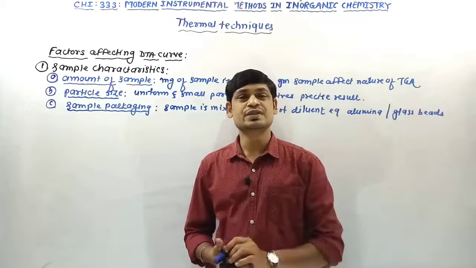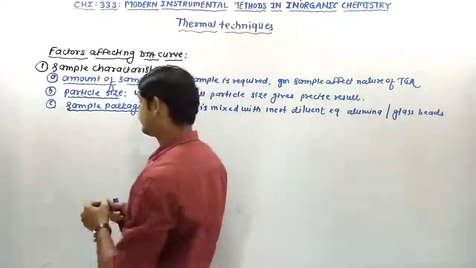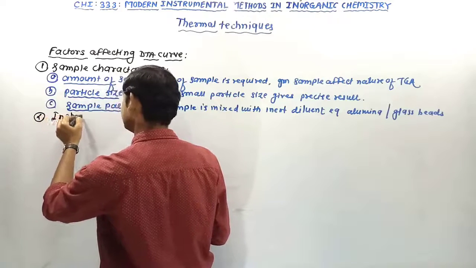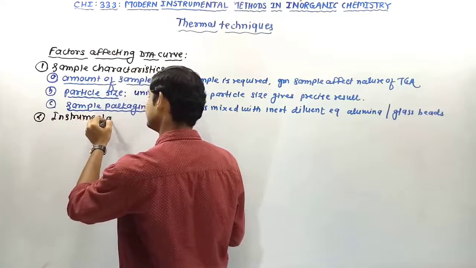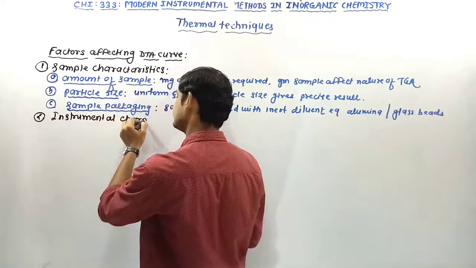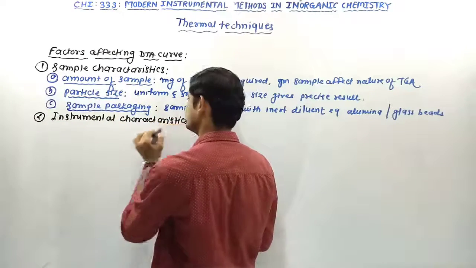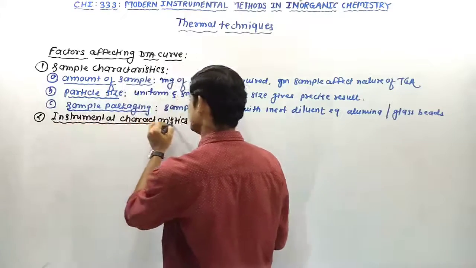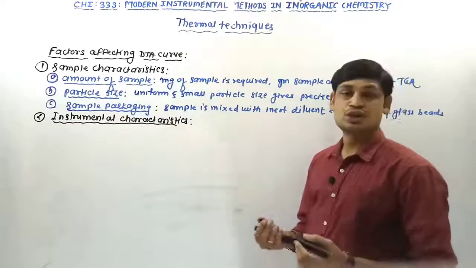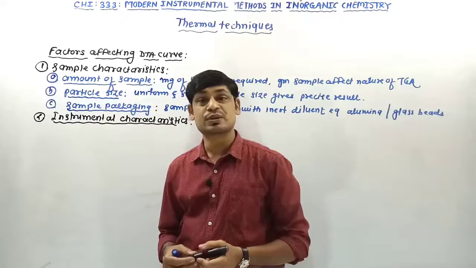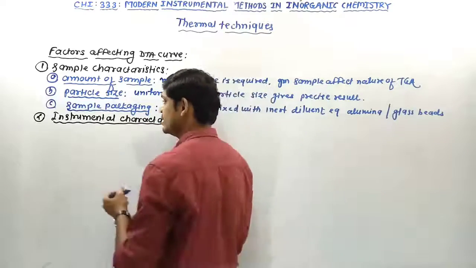Now we will proceed towards the instrumental characteristics. Second one, instrumental characteristic, or instrumental factor we call it. First of all, we will start with the sample holder.